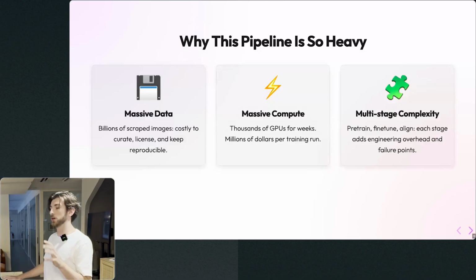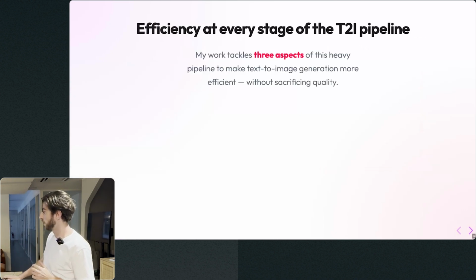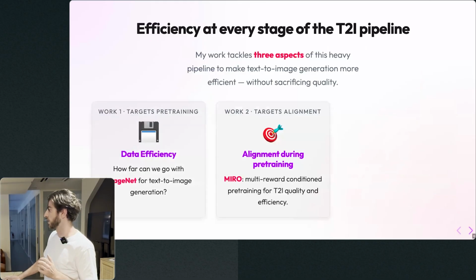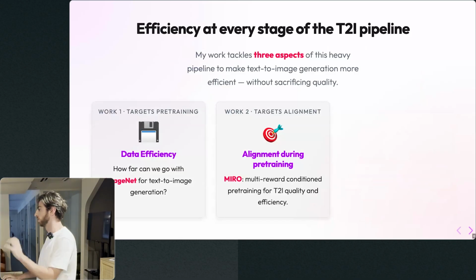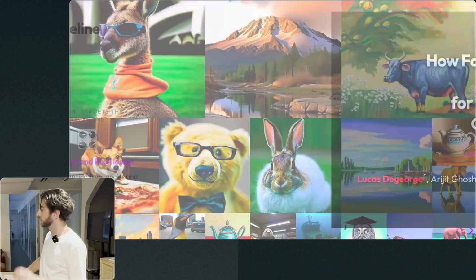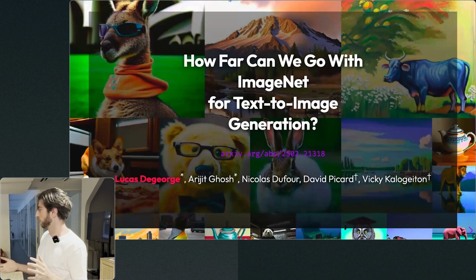So we will try to tackle several aspects of this pipeline to improve the efficiency through this talk. I wanted to present 3 papers, but I guess we'll have time for only 2 of them, the 2 best ones maybe. The first one tackles data efficiency, and then we'll go to the alignment part. The first work I did during my PhD: how far can we go with ImageNet for text-to-image generation?